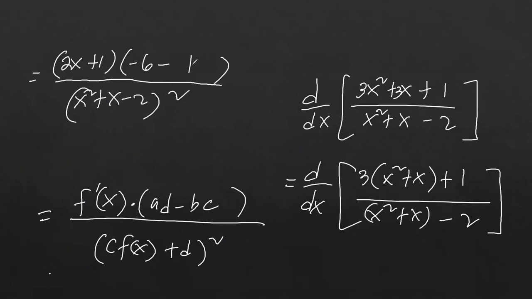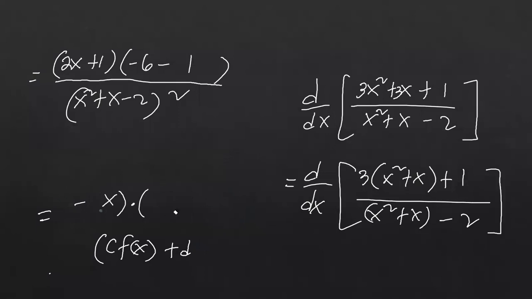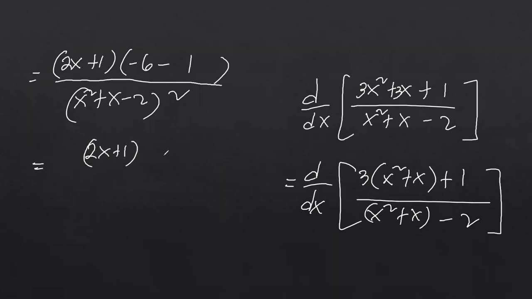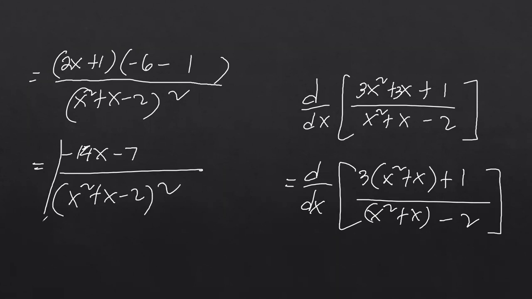Then all you have to do is just simplify your answer. So in this case, it will now be equal to 2x plus 1 times negative 7, or just simplify it further. So negative 7, so it's negative 14x minus 7 all over x squared plus x minus 2 quantity squared. Just quick as that.